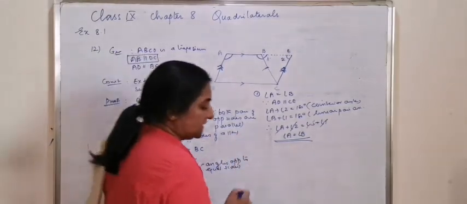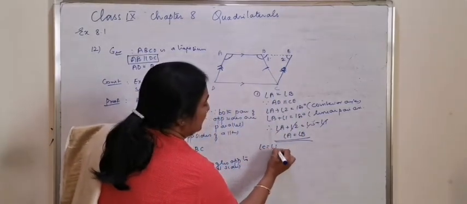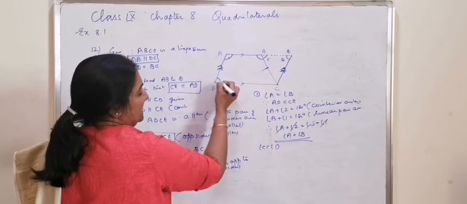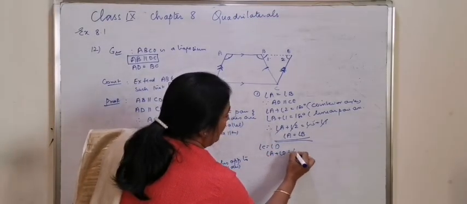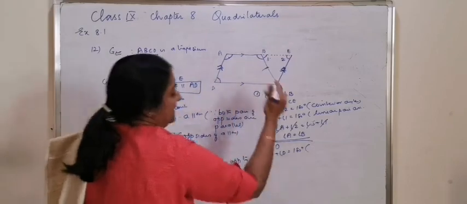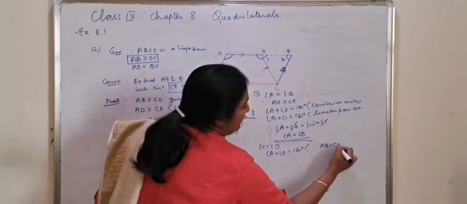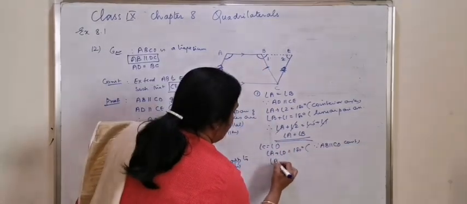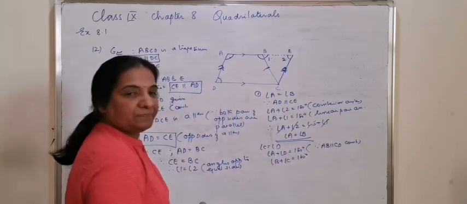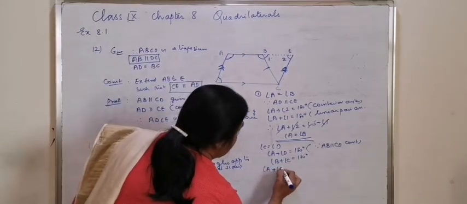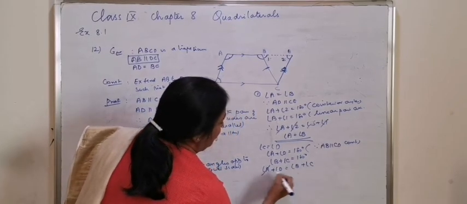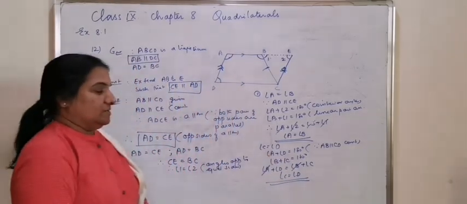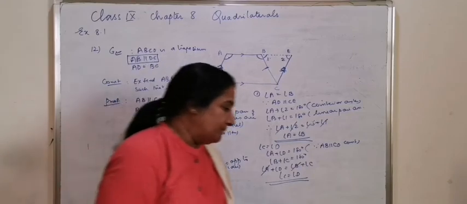For the second part, angle C is equal to angle D. Again, angle A plus angle D is 180 since AB parallel CD, again co-interior angles. Similarly, the next pair, angle B plus angle C is 180. By equating, A plus D is equal to B plus C, and we already proved A and B are equal. Thus, C and D are also equal. So, the second part of the proof is also proved.